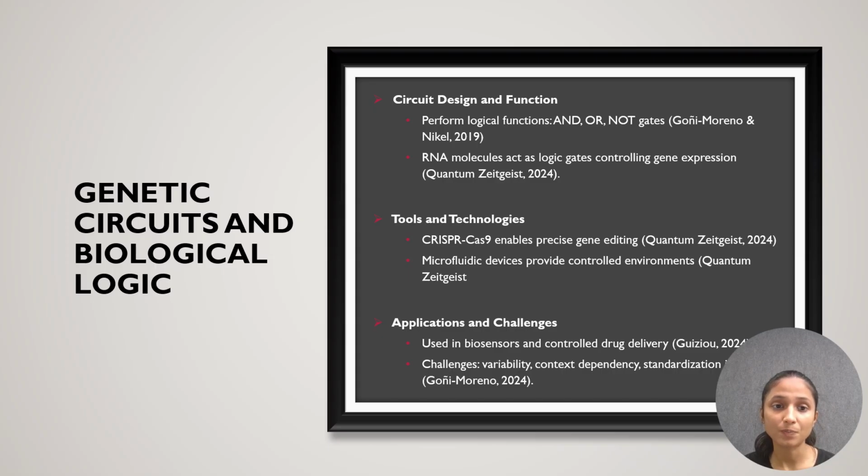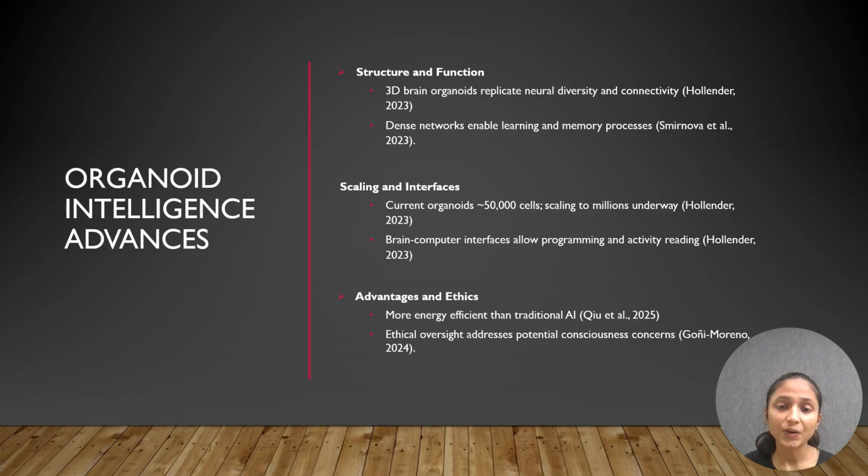Now, moving forward from gene circuits, let's discuss an exciting frontier: organoid intelligence. Organoid intelligence involves growing three-dimensional brain organoids that mimic the architecture and function of the human brain. These organoids contain diverse neuron types connected via complex synapses, supporting learning and memory processes not possible in simpler 2D cultures. Currently, organoids have 50,000 cells, but research aims to scale them to millions to enhance computational capacity.